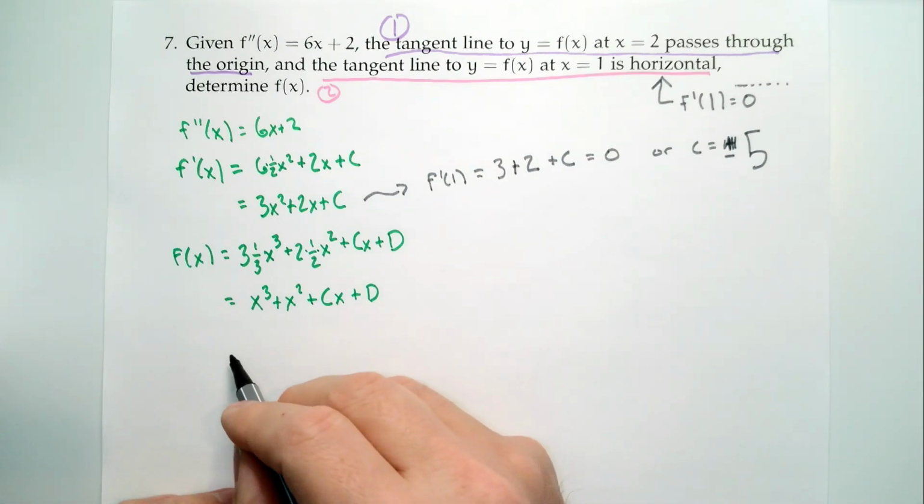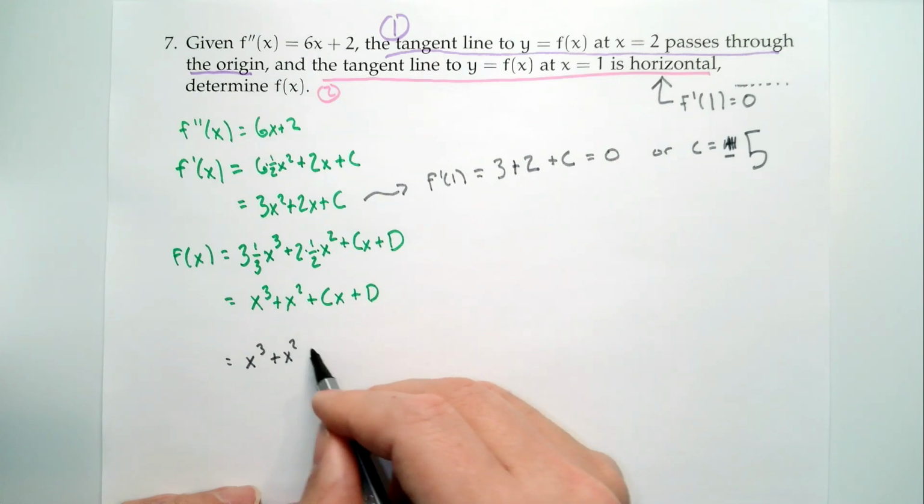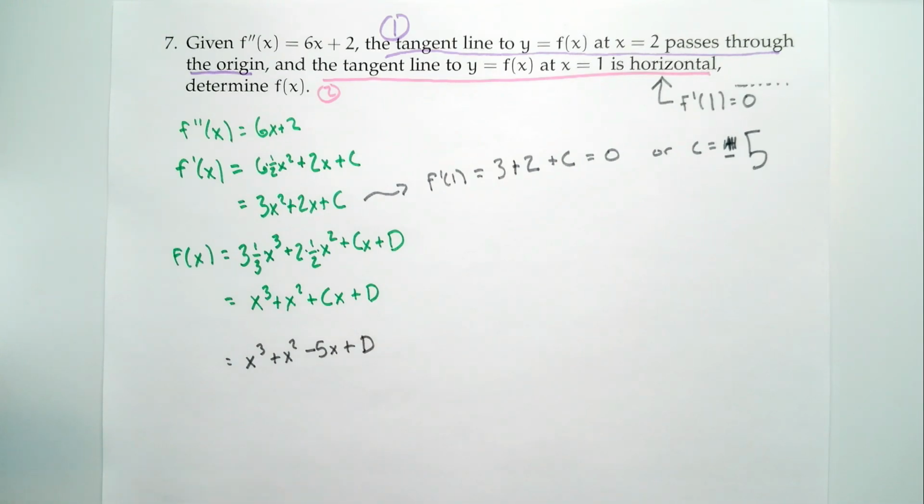Woohoo! Alright, so we can update. Now we have x cubed plus x squared minus 5x plus an unknown. Alright, we're a little bit closer.